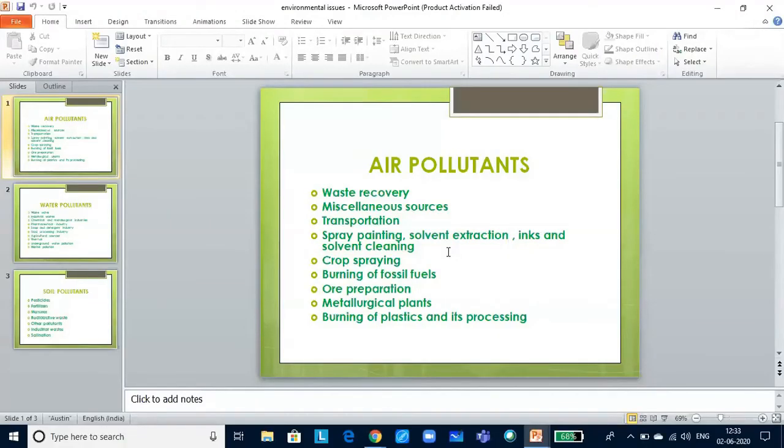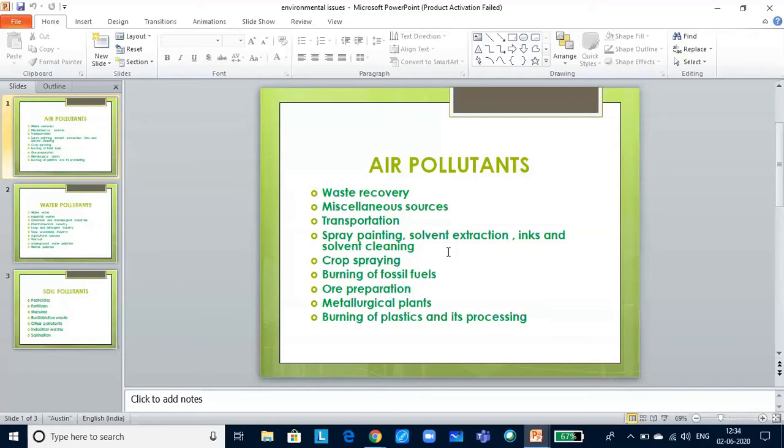So one is the waste recovery. That is, the source would be scrap metals and plants, the plants rendering the metals. Now the pollutants released will be smoke, odorous metal fumes, soot, etc. Miscellaneous sources would be chemical plants, petroleum refineries, cement factories, paper mills, fertilizer factories, and glass manufacturing industries. Now, pollutants could be hydrogen sulfide, sulfur dioxide, fluorides, organic vapors, and dust.